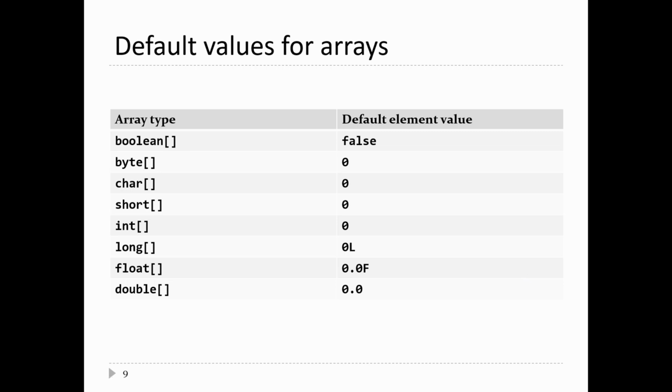Okay, so for your primitive type arrays, all your elements get set to a default value. False for Boolean, 0 for all your numeric values. Notice that char, remember I told you char is the type that's used to represent characters in a string, the individual elements of a string.